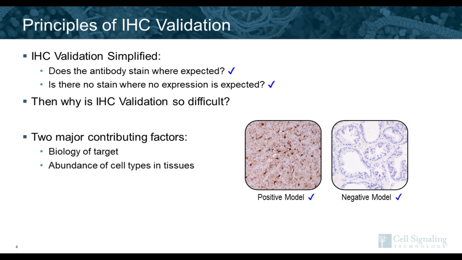In its most basic form, IHC validation can be broken down into two simple questions. Does the antibody stain where it is supposed to, and is there no stain where no expression is expected? If it can be explained so simply, then why is IHC validation so difficult? Two confounding factors are the biology of the targets and the abundance of different cell types in tissues. For many targets, the biology is poorly understood and the expression pattern is mostly unknown. With so many different cell types present in each FFPE tissue section, it can often be nearly impossible to determine where staining should be present for more complex targets.